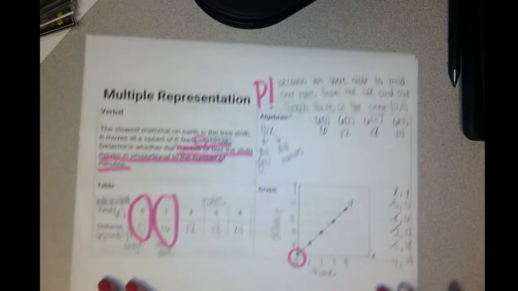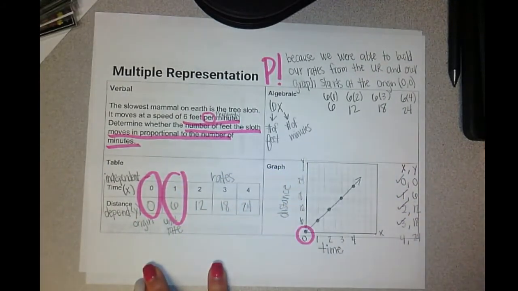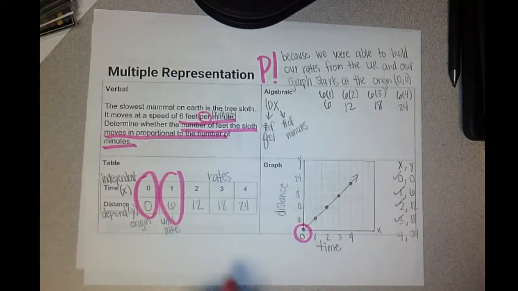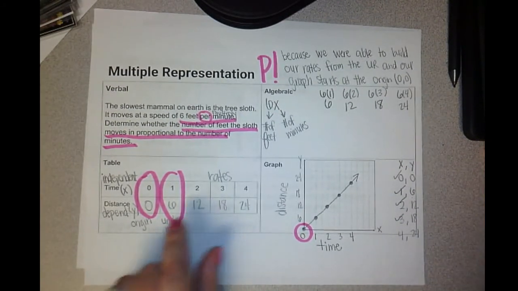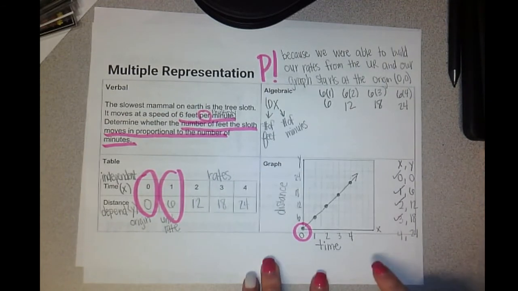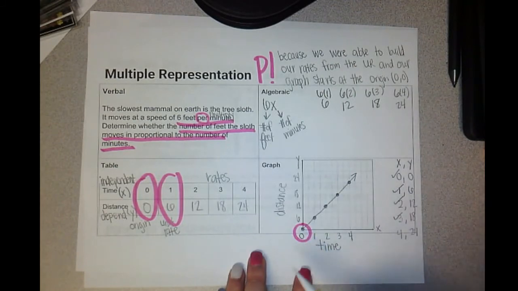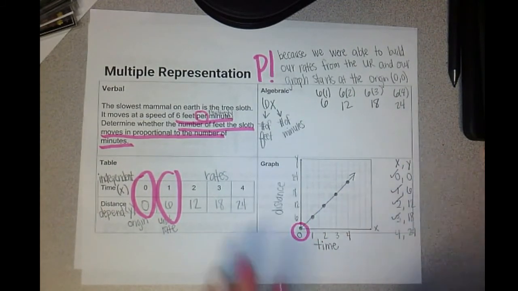Okay? So this relationship is proportional because we have a clear unit rate. That unit rate was used to build our rates. You can also check your rates and divide them or simplify them to make sure that you get, for every 1 minute, it goes 6 feet. When you graph your points and connect them, you see that it starts at the origin. Since it starts at the origin, that means that it is proportional.